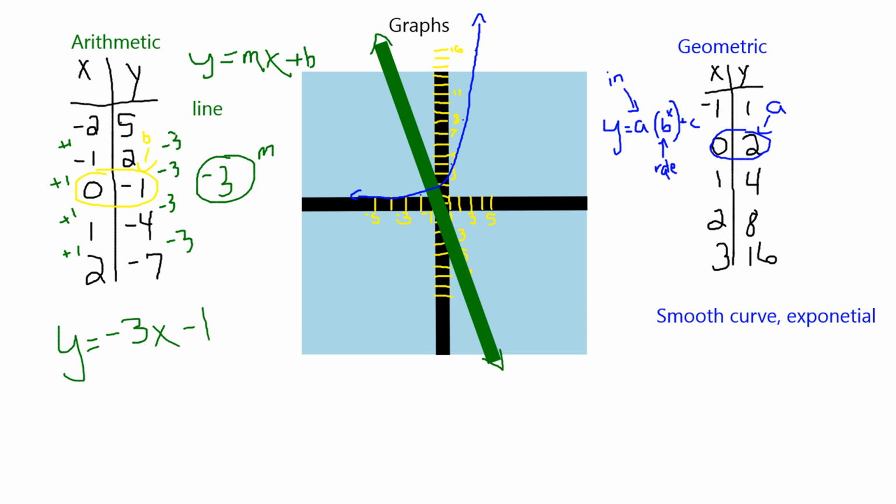My rate is what's changing for my y. So how do I go? Remember, geometric is a common ratio. So how do I get from 1 to 2? Well, I multiply by 2. 2 to 4, I multiply by 2. 4 to 8, I multiply by 2. And 8 to 16, I multiply by 2. So my rate is 2.